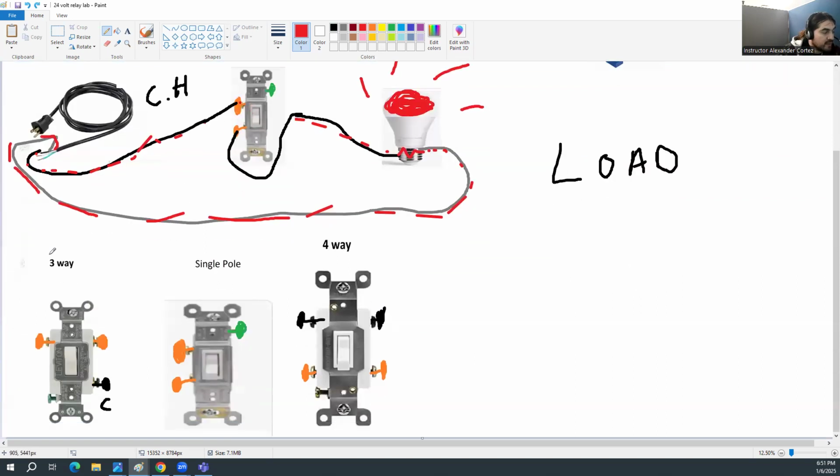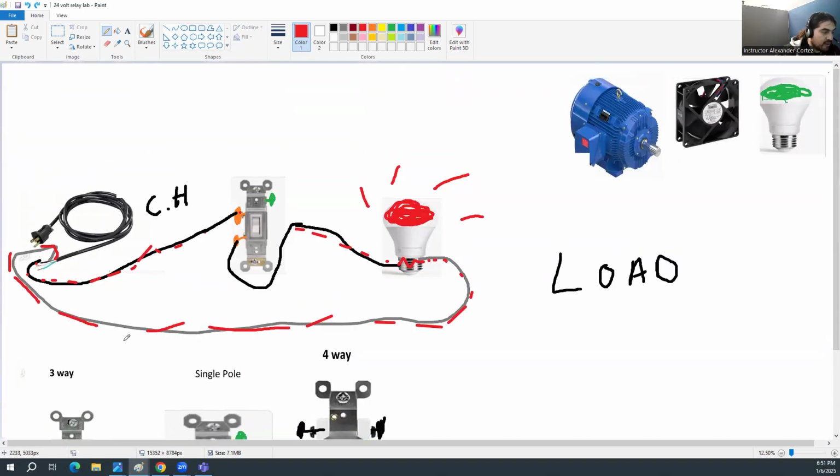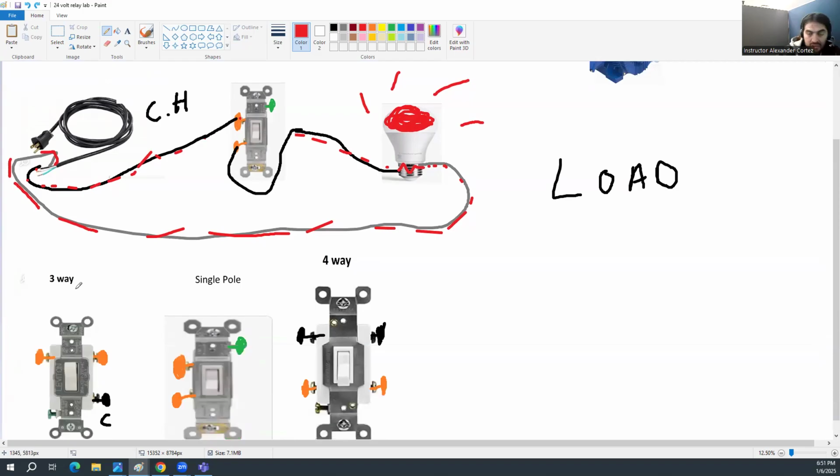That's where we would use three-ways, right? So three-ways allow you to control from either switch on or off, regardless of the position of the other switch. Okay, so how we do that is that whenever you want two points of control or more, you're going to use a three-way. You're going to use two three-ways with each other. Okay, so let me show you how that works.